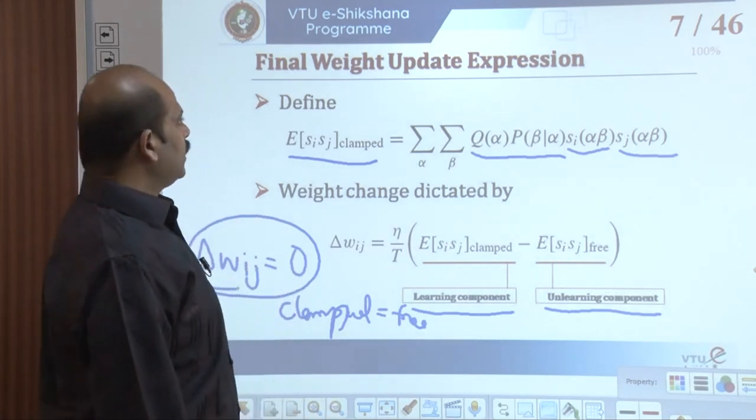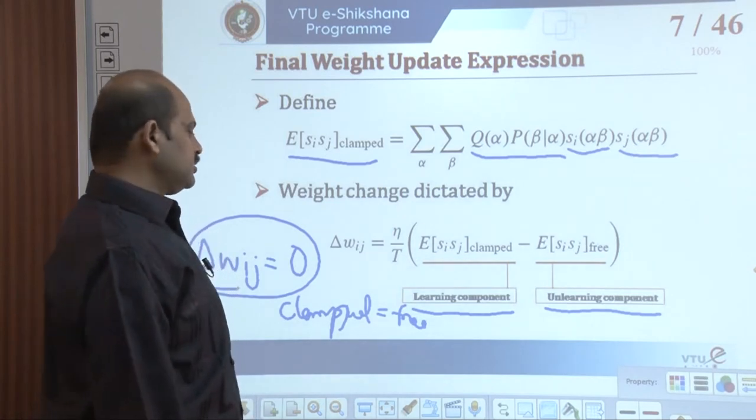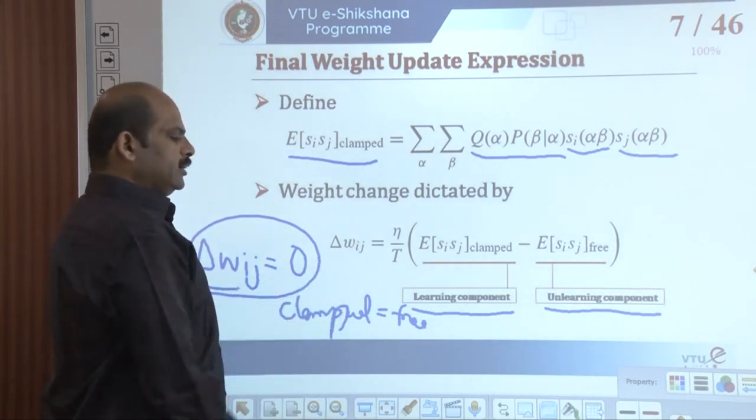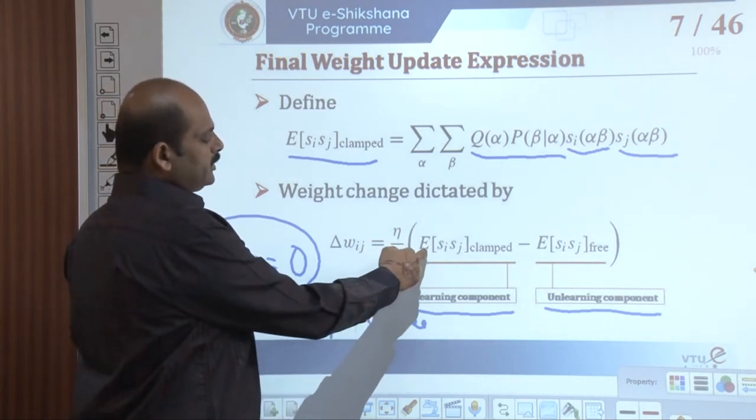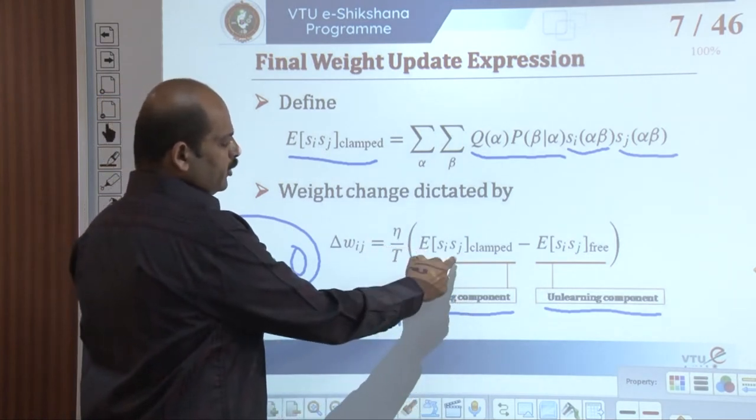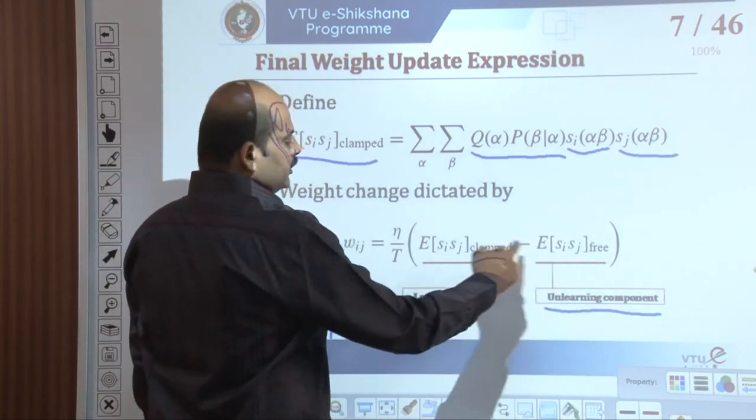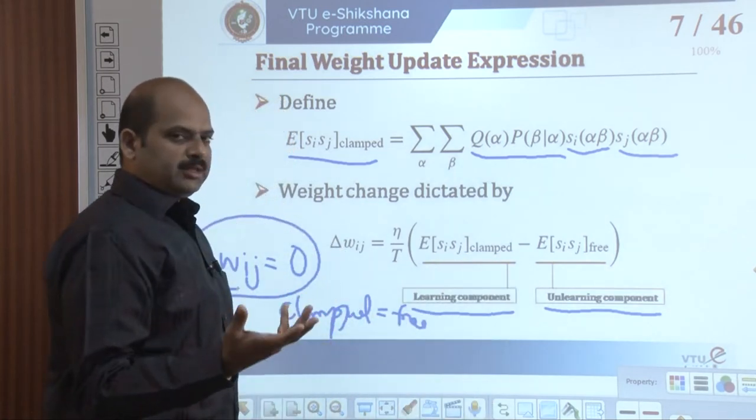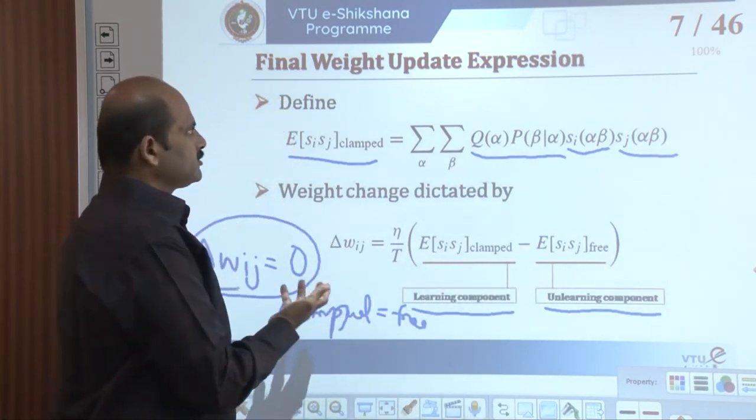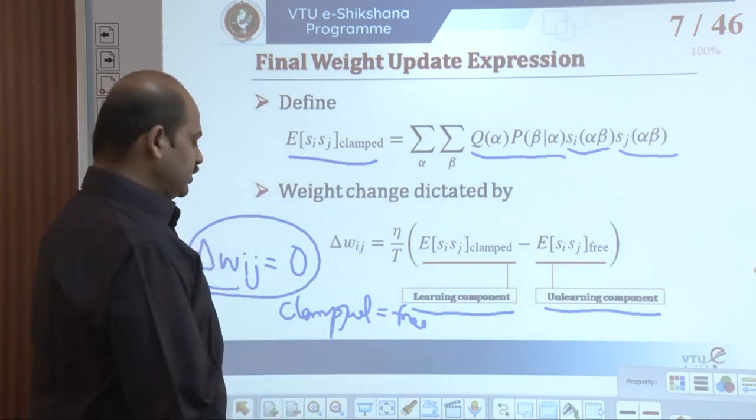Understand? This is the weight update expression. Finally, we get the weight update expression as 1 over T times the learning component, clamped, and the unlearning component, free, which is subtracted. During that time, what is the value? That is called the weight matrix update, which gets updated in the particular neuron.